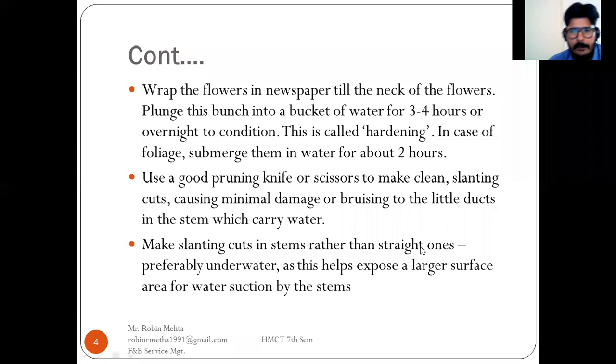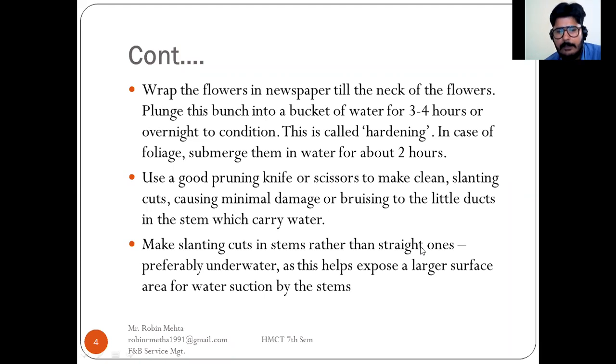Okay, next point: making slant cuts in stems rather than straight ones, preferably underwater, as this helps expose a larger surface area for water suction by the stems. Whenever we are cutting, why do we cut the stems slanted? Okay, there is a very big reason. When we put them into the water bucket, the stems have to be conditioned through the water.